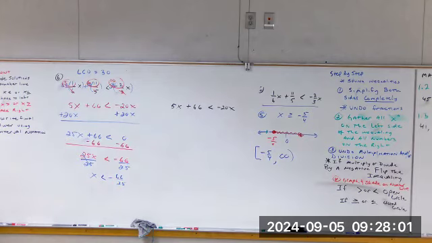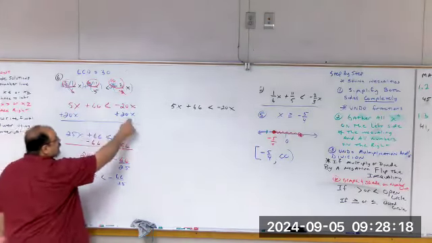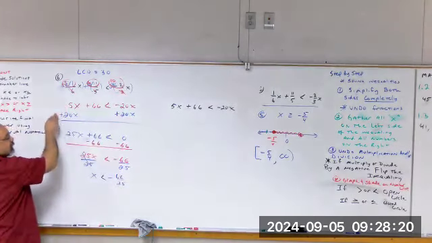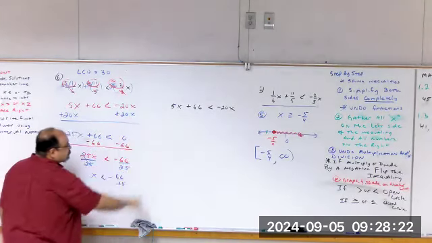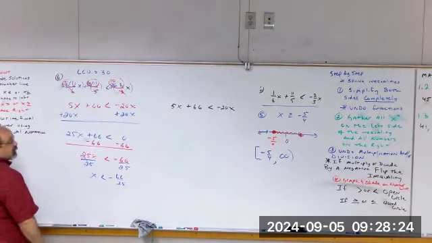So instead of being in robot mode, you're capable of thinking for yourself. Which would be a great accomplishment today. When I did this way, I brought the 20x to the left, and then I had to take the constant to the right. The goal is to get x by itself.